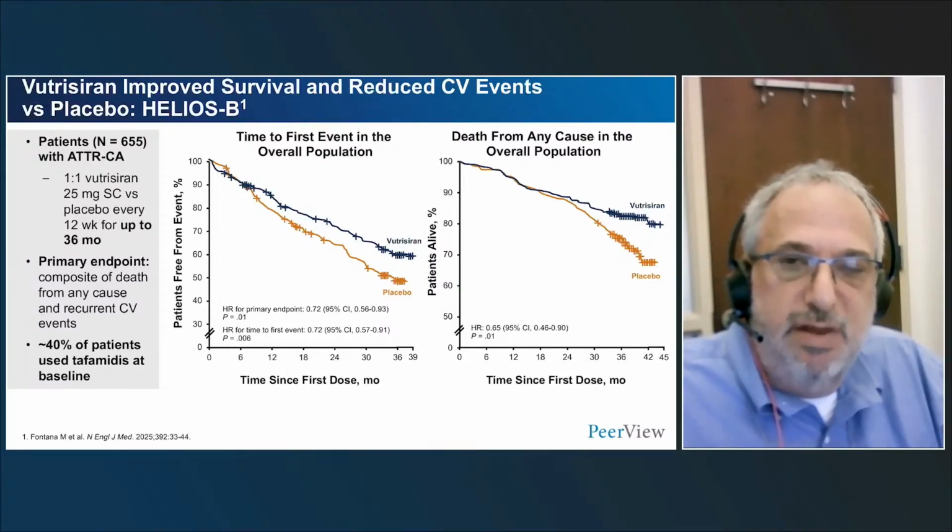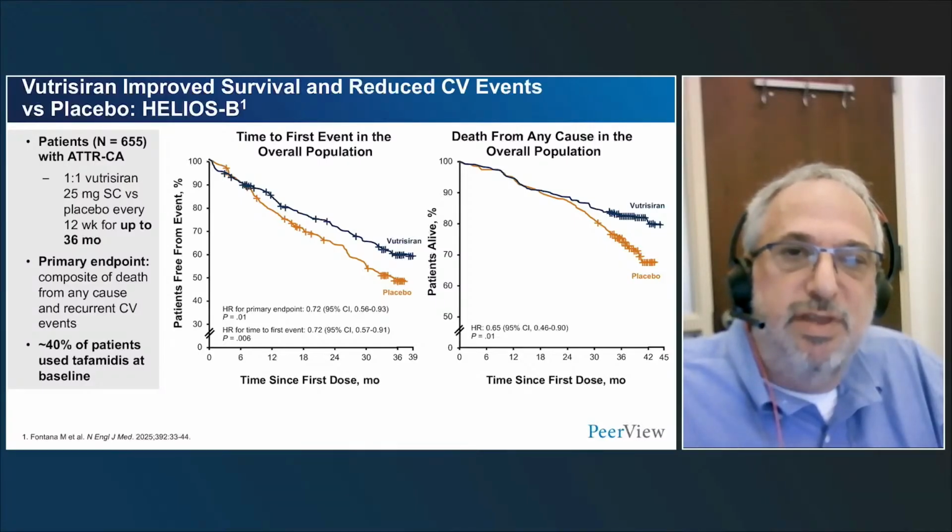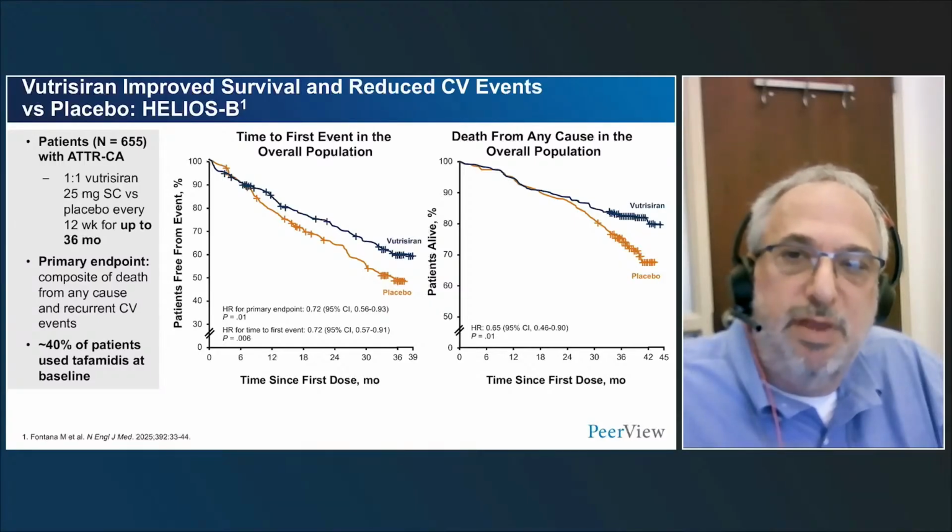Notably, a large percentage of these patients were concomitantly receiving tafamidis at baseline, and an additional almost 20% dropped in, receiving tafamidis during the clinical trial. And as you can see, there were significant effects on the time to first event in the overall population, and a reduction in mortality in the overall population treated with vutrisiran versus placebo.